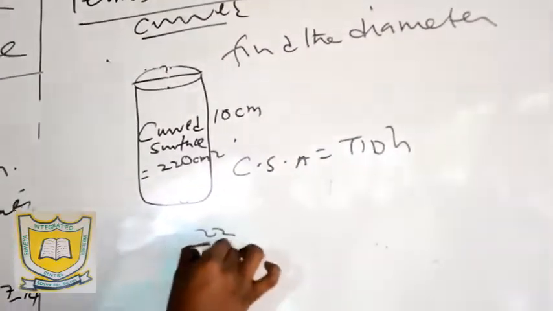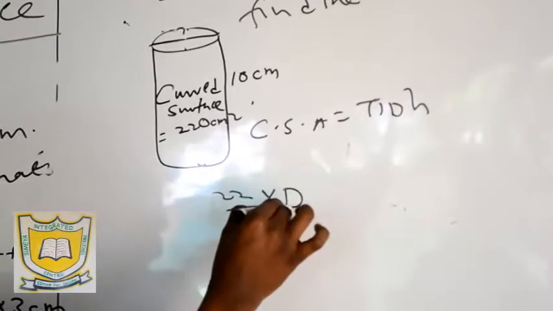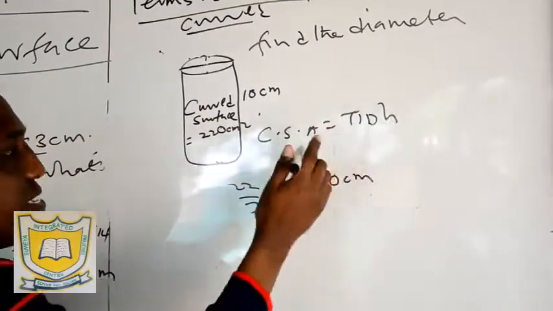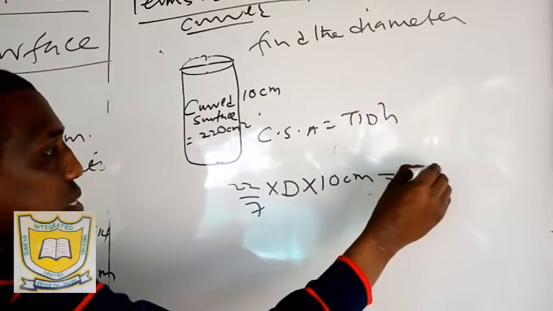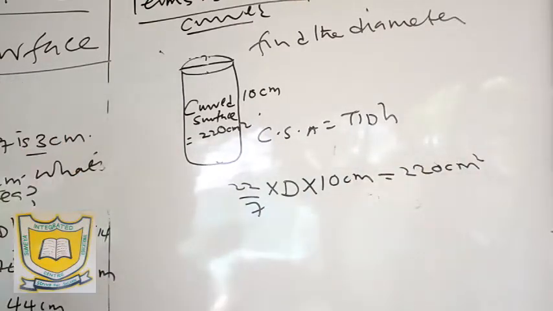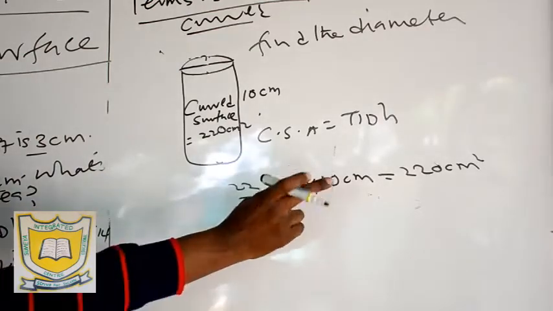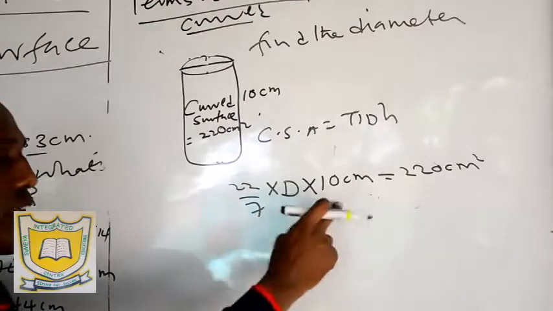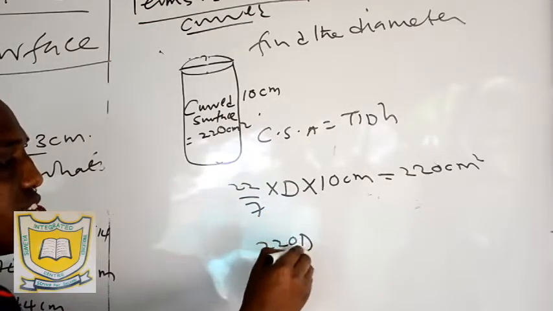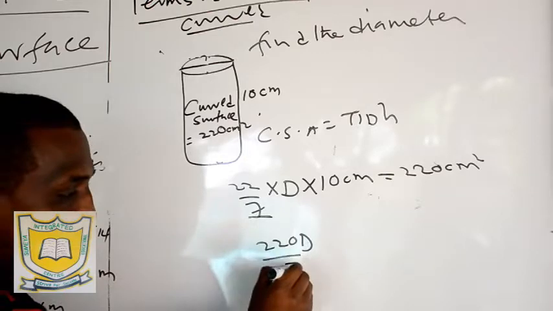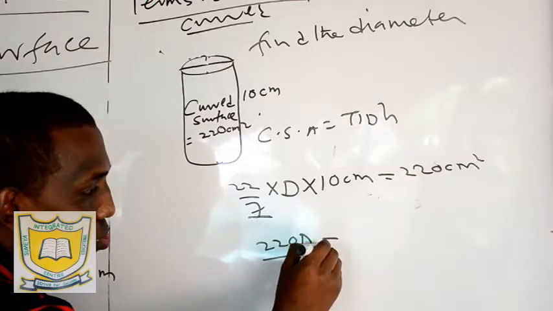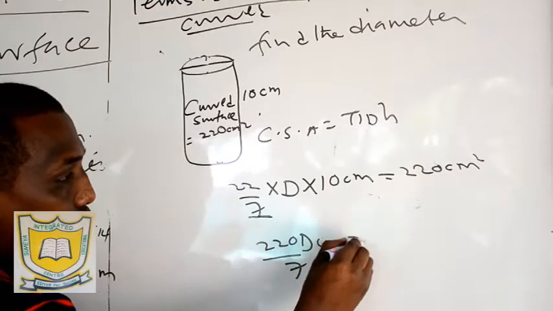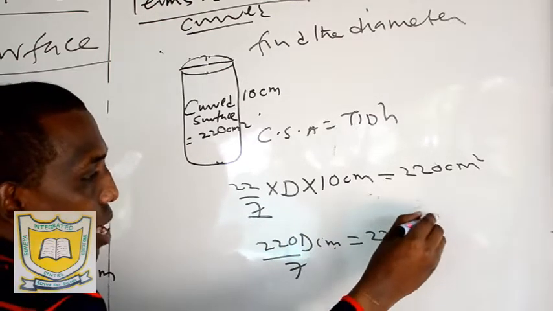π, 22 over 7, times diameter, which we don't know, times h, which is 10 centimeters here, is equal to the total 220 centimeters squared. So this 7 cannot be divided by 10. We multiply the numerators: 22 times d times 10, you will get 220d over the denominator 7, is equal to 220 centimeters squared.